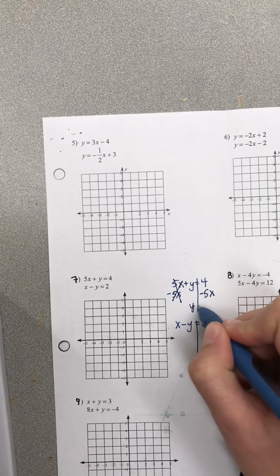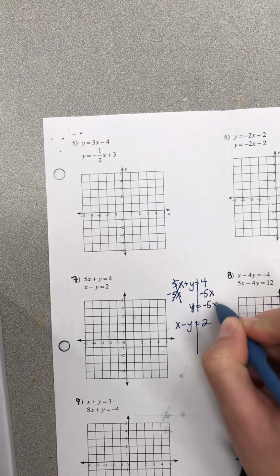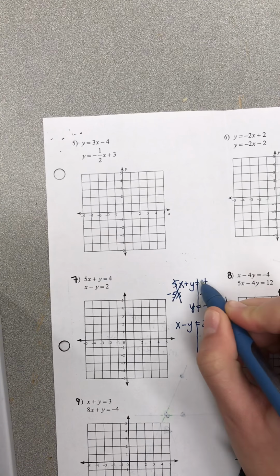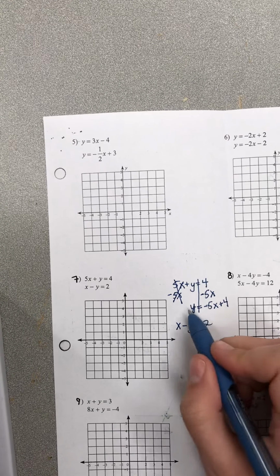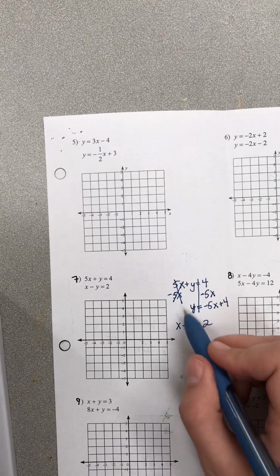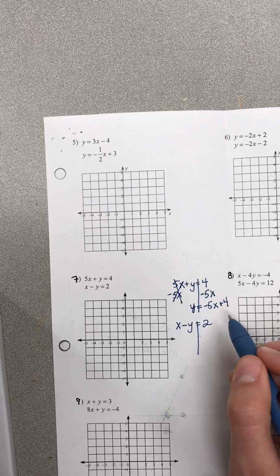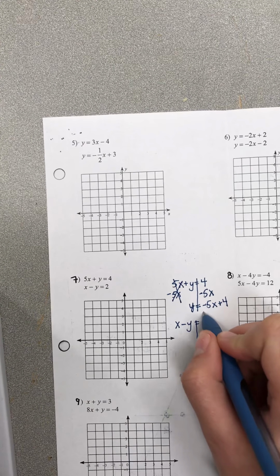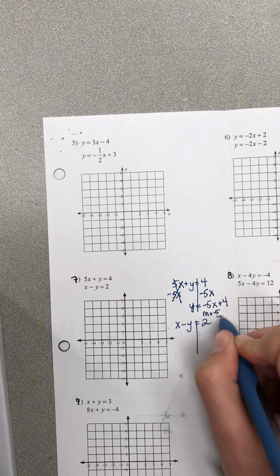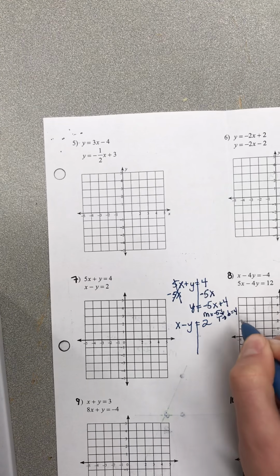Your y will drop down, and you want to rewrite this as negative 5x, and since that's a positive 4, you're going to write a plus 4. Now, from here, if there is a number in front of my y, which is a 1, I could divide everything by 1, but I don't have to. So my slope is negative 5 over 1, which is down 5, right 1, and my y-intercept is 4.